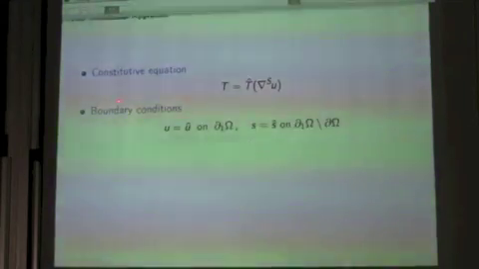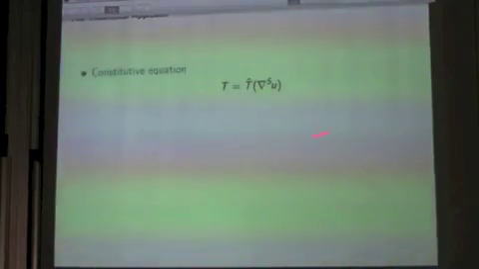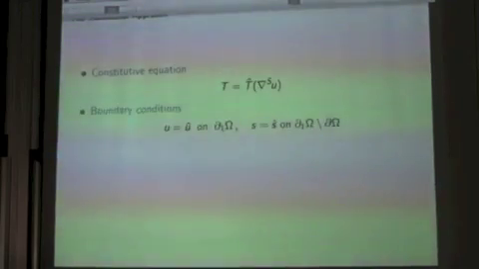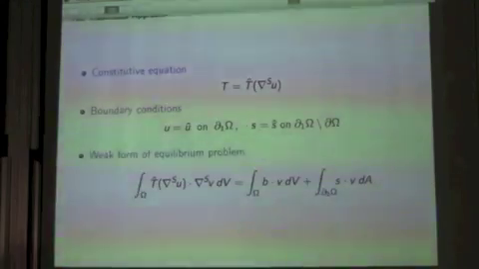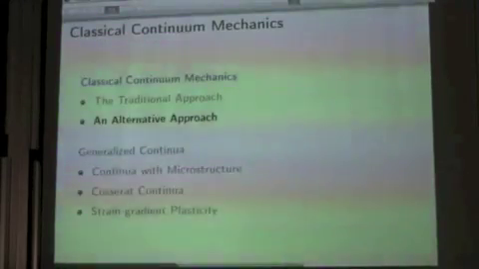The terms which appear in the internal power are the stress of Cauchy and the symmetric part of the deformation gradient, and these are the variables which are put into relation by constitutive equations. Then we add a set of boundary conditions, and we put the constitutive equation into the equation of virtual power, and we have the weak form of the equilibrium problem, and so on. This is an elastic case, but we can generalize this. So this is essentially the format that we follow in classical continuum mechanics.